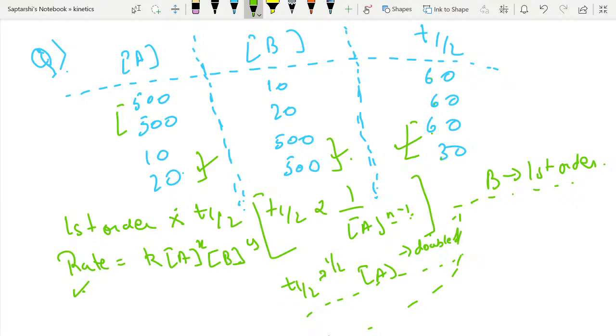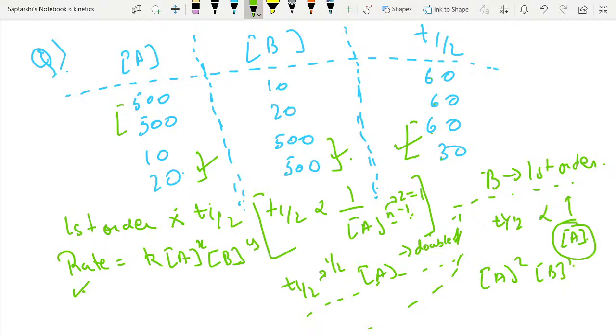So see, this implies that T half and A have a universal proportion. Like if T half is half, A is double, so it's a universal proportion. There's no inverse to the square, nothing like that. So when do we get this form? When our n is equal to 2, right? Then we get 2 minus 1. So we can say that A is second order, B is first order, right?